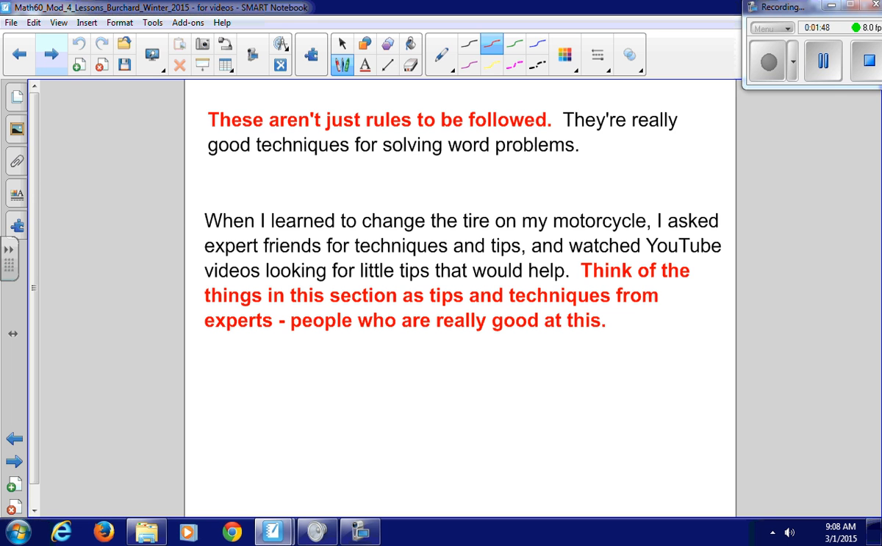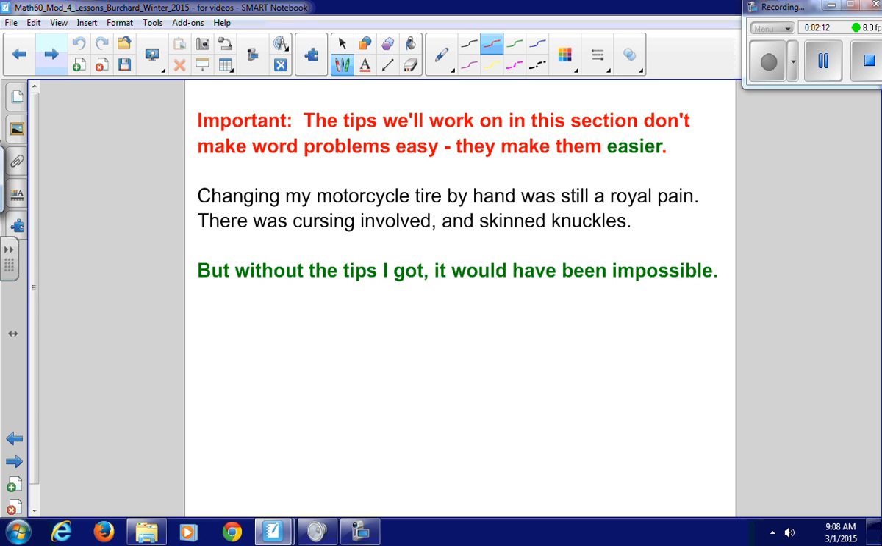So I like to make the analogy that when I learned to change the tire on my motorcycle, I asked expert friends for their techniques and tips, and I watched lots of YouTube videos looking for little tips that would help. And so think of the tips that we give you in this section as the tips and techniques from experts, people who are really good at this. So the tips we're going to work on don't make the word problems easy, they make them easier.